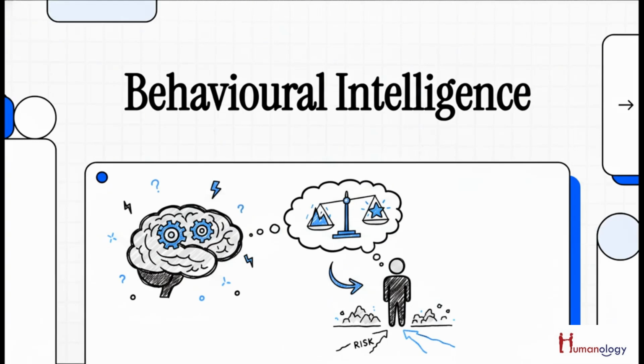We make hundreds of decisions every single day, right? We're constantly assessing hazards and rewards. But how many of those decisions are truly, completely objective? Well, today, we're diving deep into behavioral intelligence to uncover the invisible psychology behind our everyday choices.